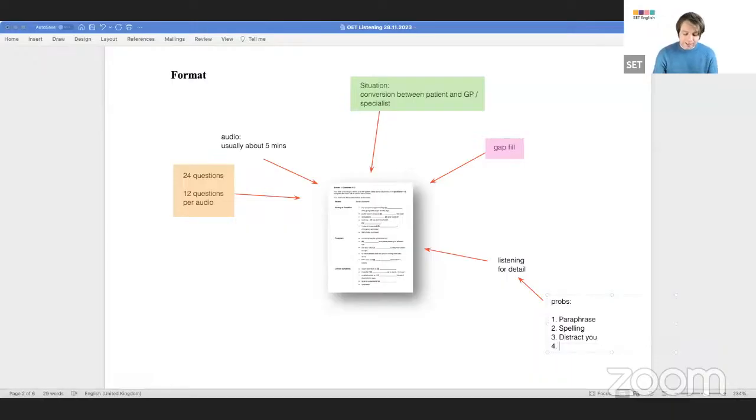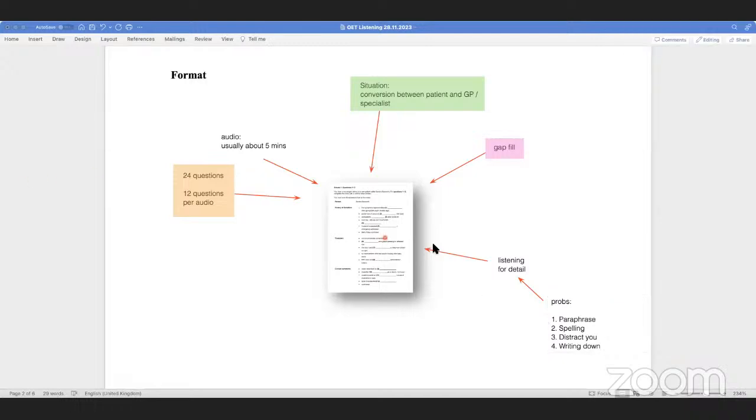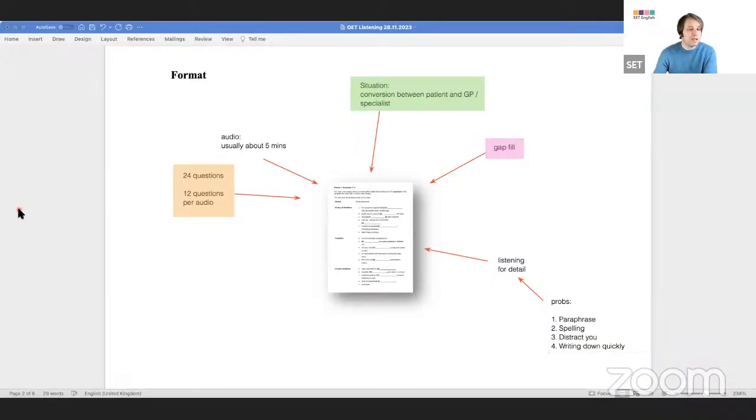Also, what about writing it down? It's very fast, right? And they also mix up the order. Yeah, sometimes it can happen, right? So listening for detail can be tricky sometimes because you have all these issues, okay? But we're listening for 1 or 2 words usually, all right?